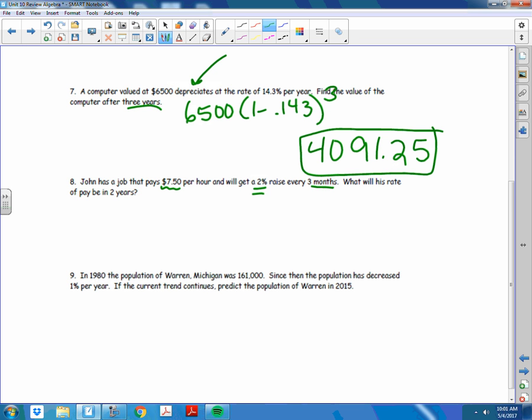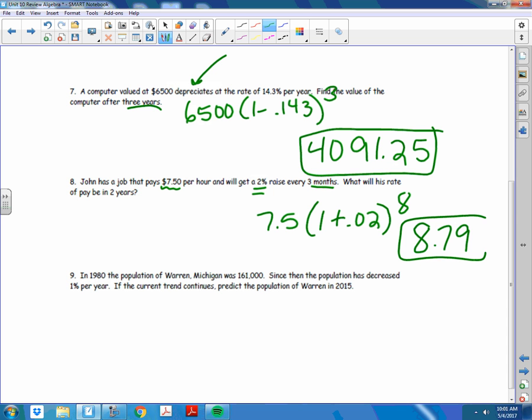So again, the only real tricky thing is the time thing, right? So it starts at $7.50. It's a pay raise, not very much of one, but it's a pay raise of 2%. And there are 2, 3, 4, 5, 6, 7, 8 three-month periods in 2 years, which gives him a pay rate of $8.79 after 2 years.